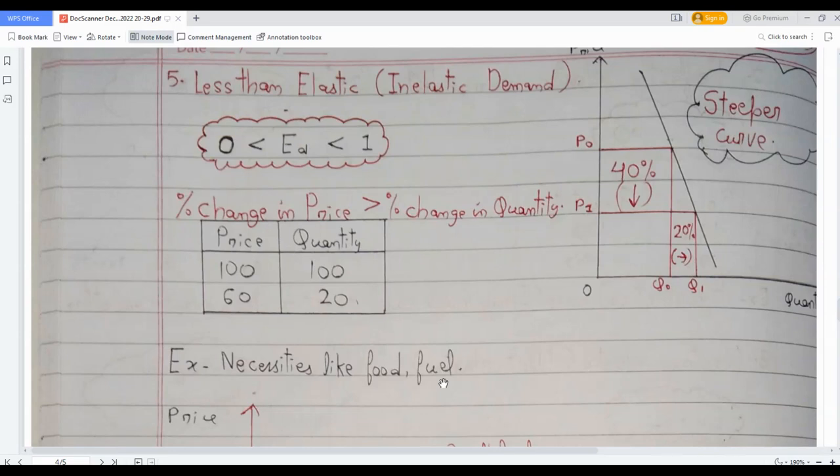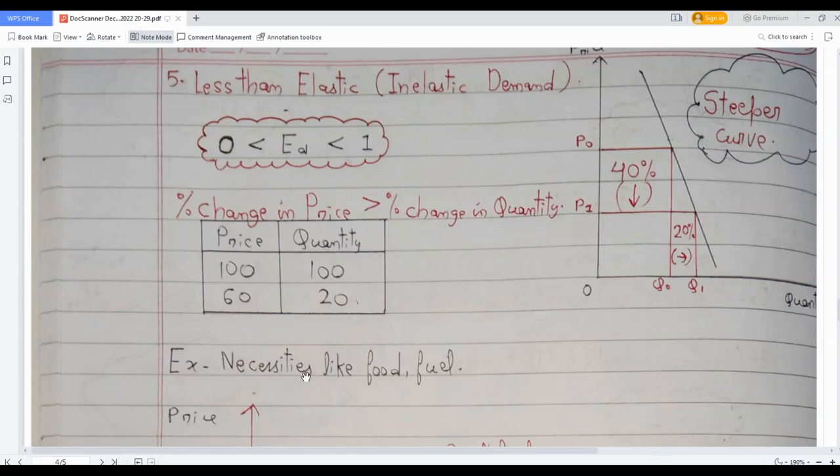Let's take an example. Here initially the price of a commodity was 100, it decreases to 60, and quantity increases from 100 to 120. Thus, there will be a decrease in price by 40% and an increase in quantity by 20%. There is a greater decrease in the price of the commodity and a smaller increase in the quantity of the commodity. So that is, the denominator is greater than the numerator. Therefore, it will be less than 1 but greater than 0. Here the ED is less than 1 and greater than 0.